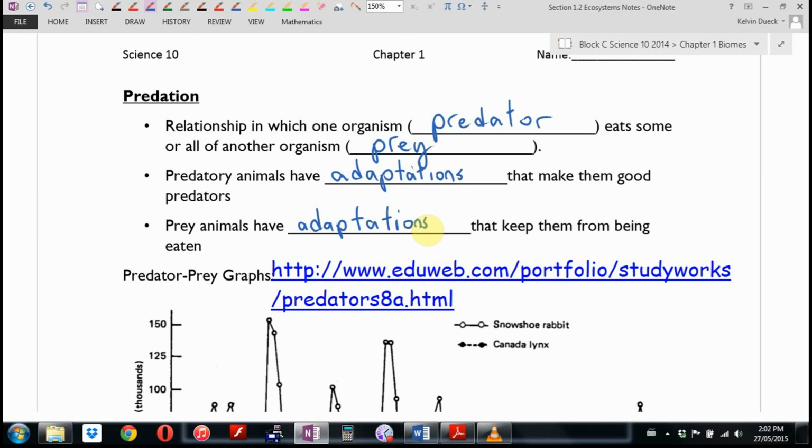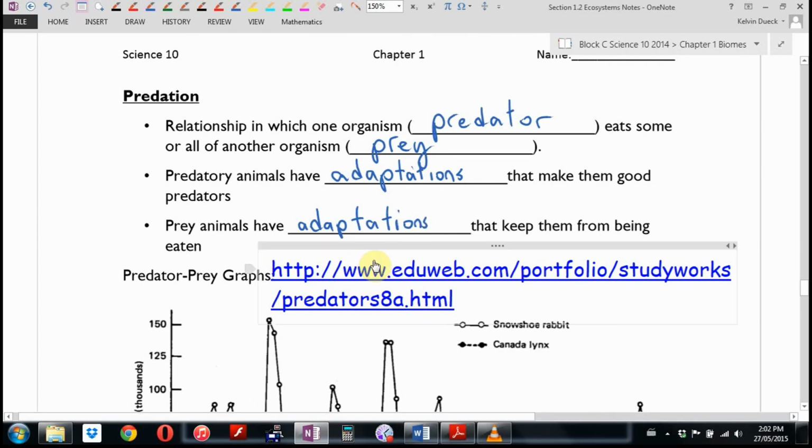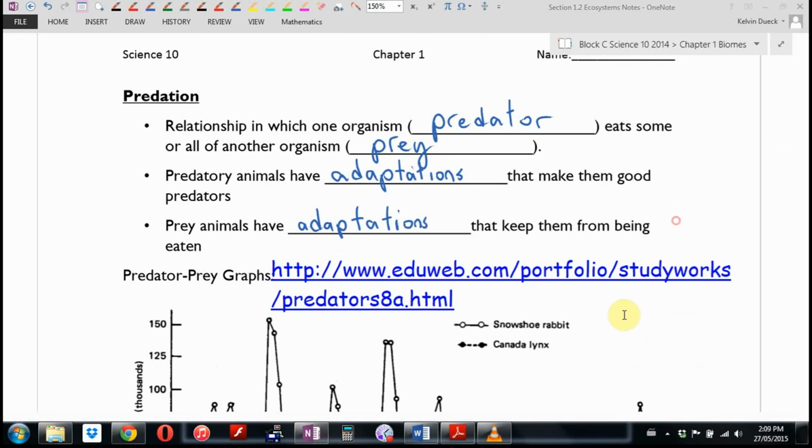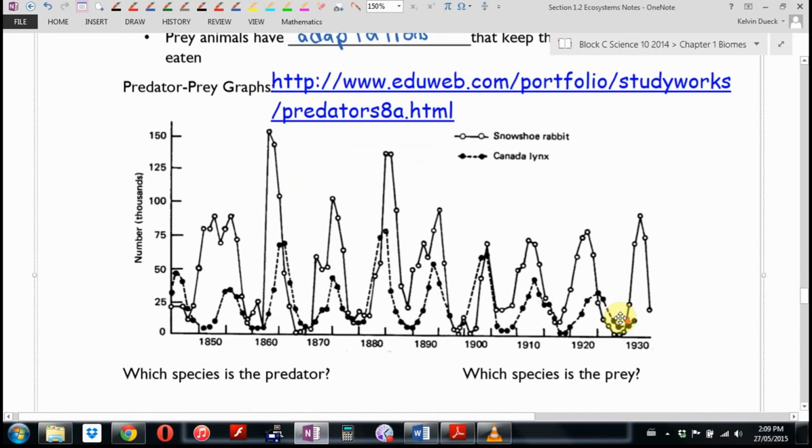And ideally what you have is a good balance. Ideally, there are these predator and prey graphs. Let me show you a sim. Let me pause the video. So here's an example of a standard predator-prey graph. Which species is the predator, the lynx or the rabbit?